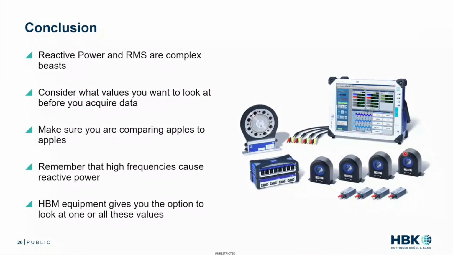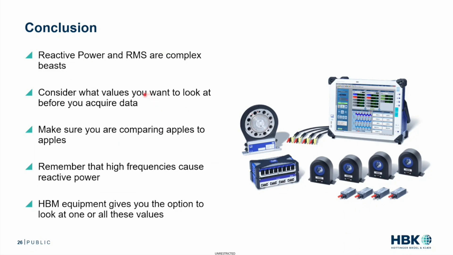In conclusion, reactive power and RMS are complex beasts. So please consider what values you want to look at, and really consider that before you acquire data. I'm of the stance that you take it as high as needed, which eliminates anti-aliasing. So if you're switching frequencies at 10 kilohertz, measure at 500 kilohertz and filter at 200 kilohertz, eliminate all that electrical EMC, EMI noise, and then you can filter afterwards. But do what's right for your test.